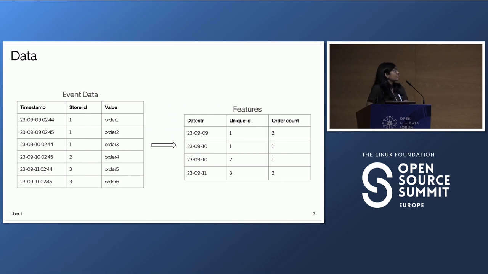So this is event data and features. This is basically what event data looks like. You have certain orders coming into the system. We do some aggregations and transformations, and then we generate features based on that. For example, in the left table, we have two orders received on the 9th, and the right table denotes how many orders you received on that particular date. So that's the difference between the raw data and what features eventually look like.